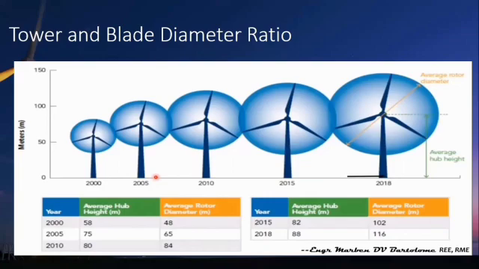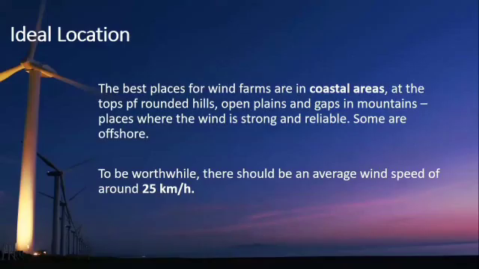Next. Ideal location. The best places for wind farms are in coastal areas, at the tops of rounded hills, open plains, and gaps in mountain places where the wind is strong and reliable. Some are offshore. To be worthwhile, there should be an average wind speed of around 25 km per hour.